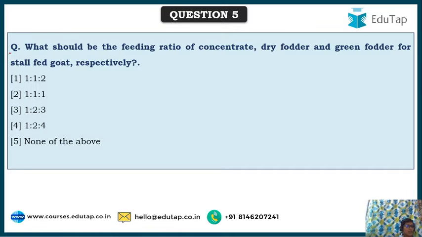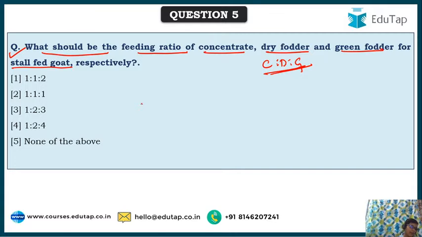Next comes, this is from the NABARD model bankable project report on goat farming. And here the question says, what should be the feeding ratio of concentrates, dry fodder and green fodder for stall fed goat? Stall fed, they are raised in stalls rather than in an open area, you can say a shed. Generally the goat reared in sheds, it's called a stall, where they stay.